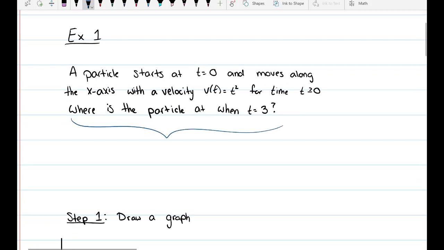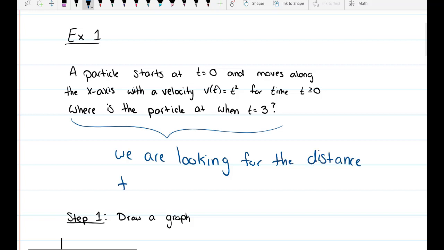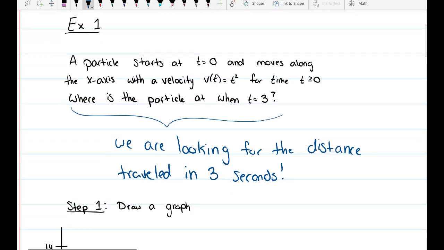So what we're looking for here is the distance traveled in 3 seconds. So I'm going to break this down into 3 steps. Step 1 is to draw a graph.